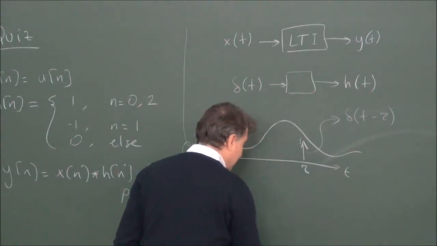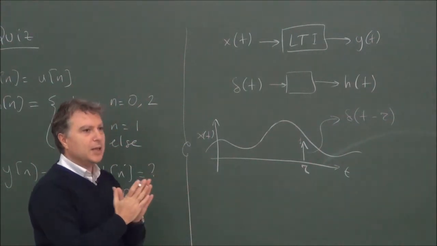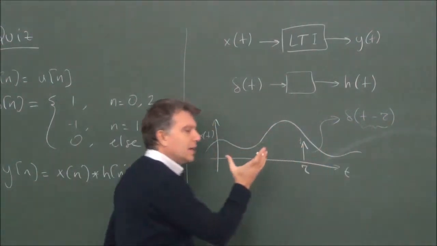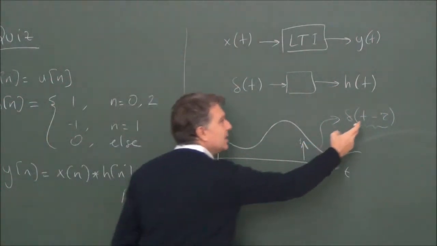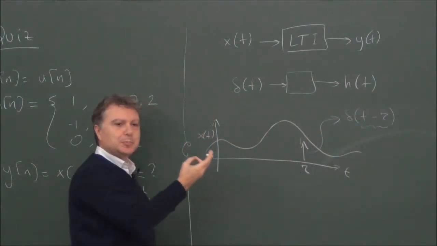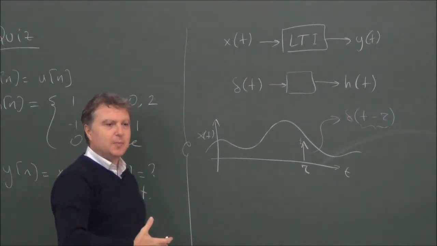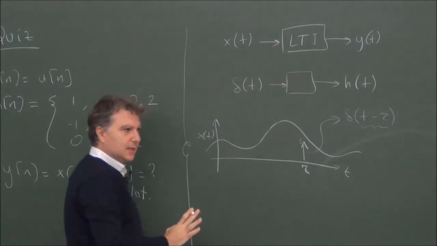Or you can think of where the impulse is appearing. The impulse appears only when its time index becomes zero. And when does it happen? When t is equal to tau. Because t minus tau then will become zero. And at that point, we encounter an impulse. So this impulse is at t is equal to tau. That's clear.